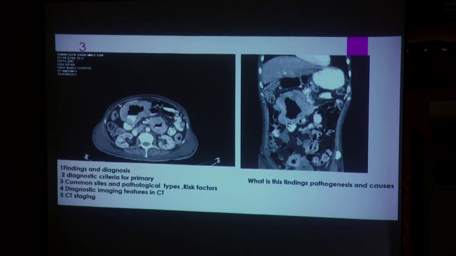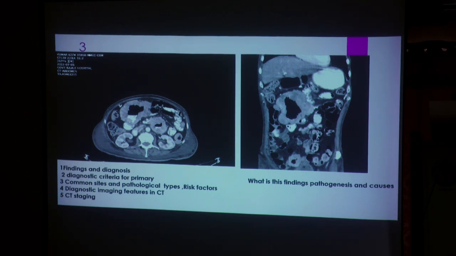So next we are moving on to the next case. Here, what are the findings, what's the diagnosis, what is this finding, and what is the diagnostic criteria for the primary? Now you would have observed there are multiple lesions, with wall thickening that is so bulky and the enhancement is less than the normal mucosa, and this phenomenon is called aneurysmal dilatation. So it's diagnostic of a GI lymphoma.